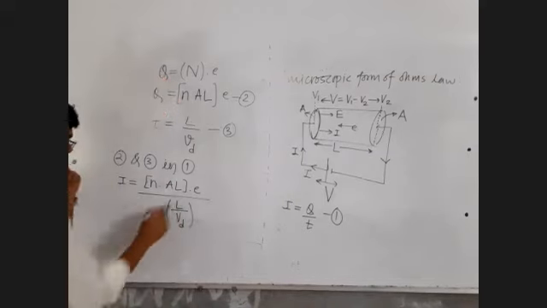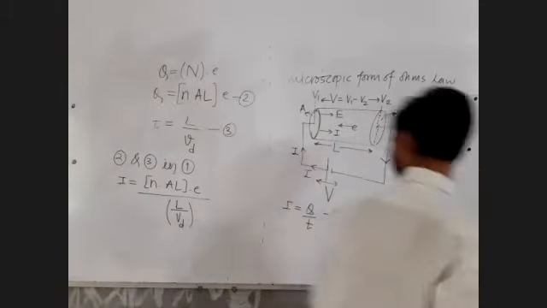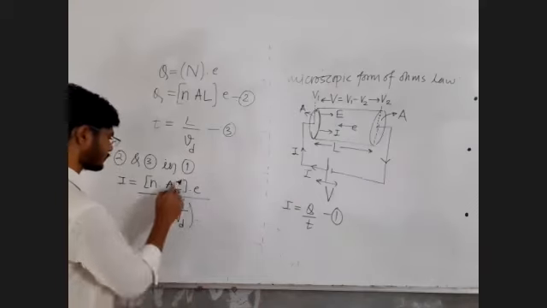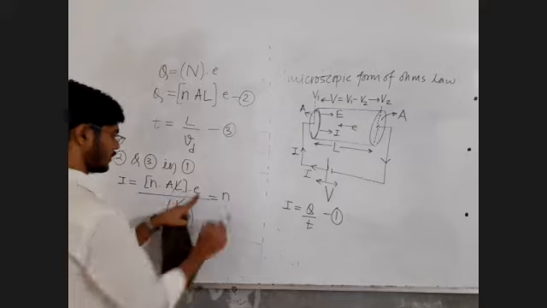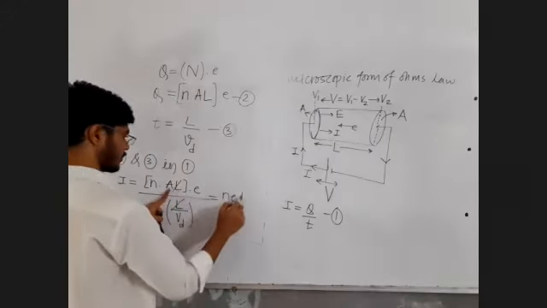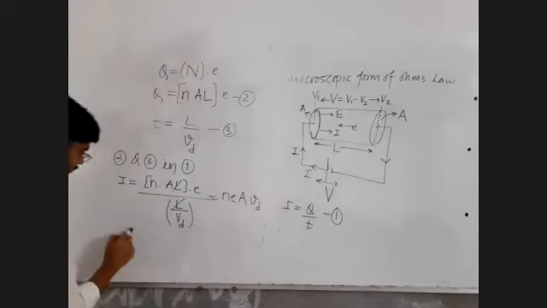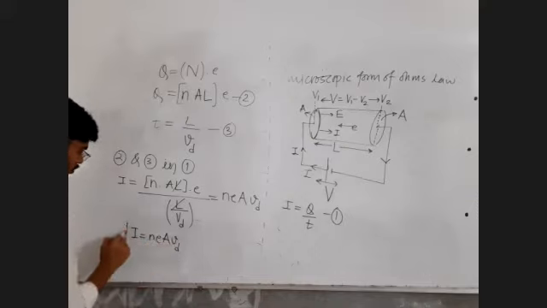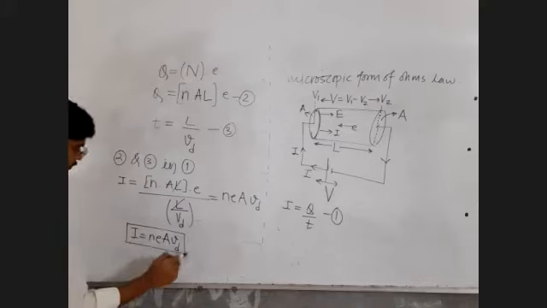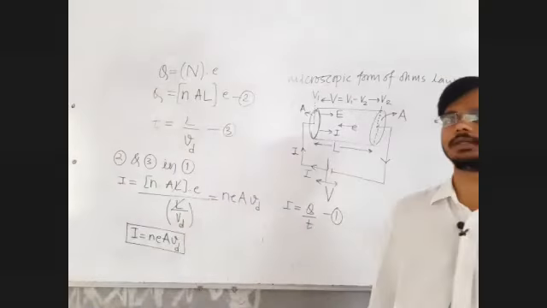All right, sir, this L gets cancelled. Yes, L gets cancelled. So that becomes N E A with Vd in the numerator. That's it. This formula I just remember: I is equal to NEAVd. You also will remember this formula. This is very important. I is equal to NEAVd.